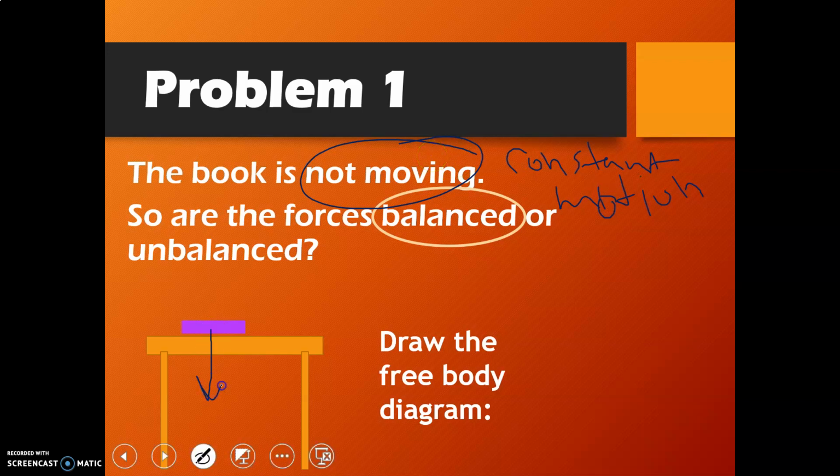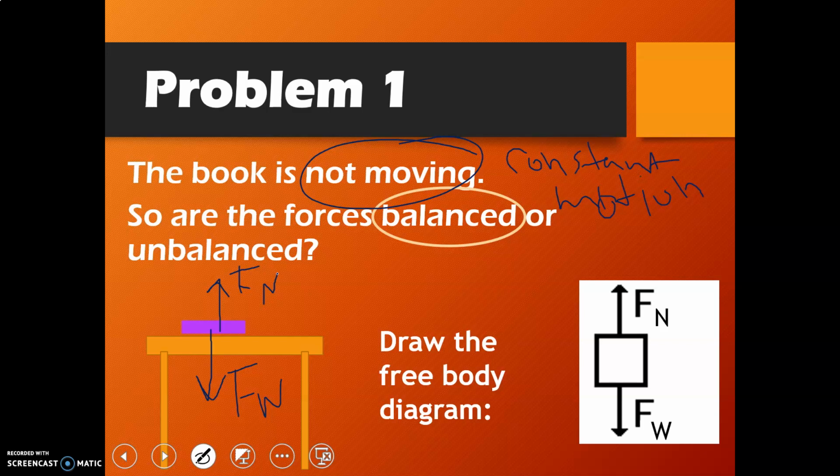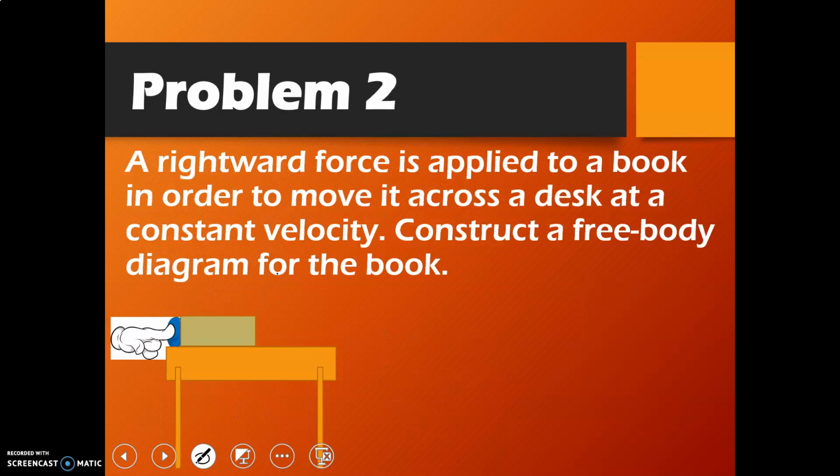weight because gravity is acting on it. So we would have the force of weight going downward. And then because the object is resting on a surface, you also have a normal force, so Fn. So when we draw this, you can do it with a box or a dot. I like to do it with boxes. And you're going to have the normal force going upward and the weight force going downward.